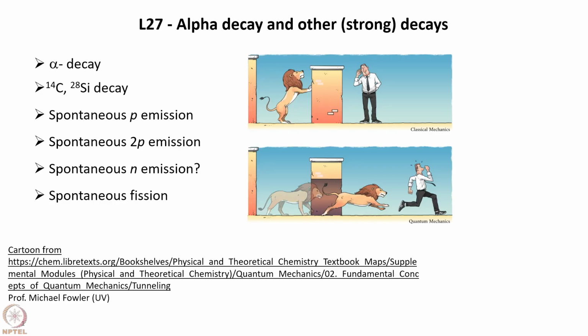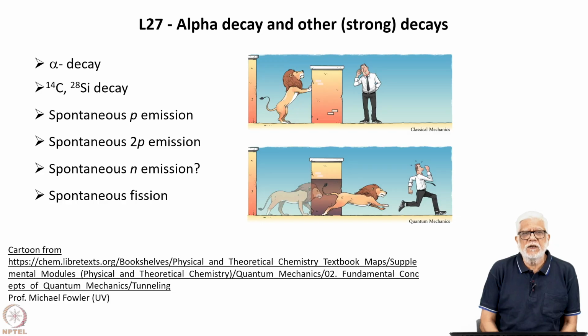In this lecture we will talk about alpha decays and other decays which involve strongly interacting particles, such as heavy ion decays like carbon 14 and 28 silicon decays, apart from alpha decay of course. Then we will talk about spontaneous proton emission and spontaneous 2 proton emission. We have not yet found any evidence for spontaneous neutron emission, but there is no reason why we should not find it in the future. And finally, we will talk about spontaneous fission.